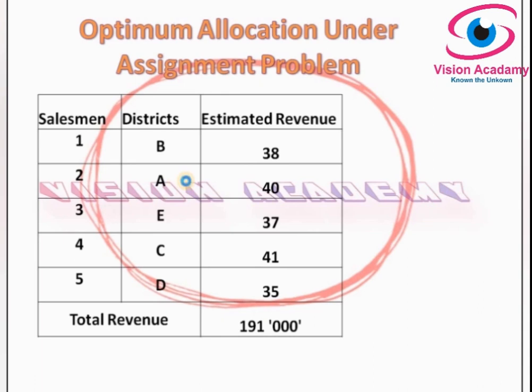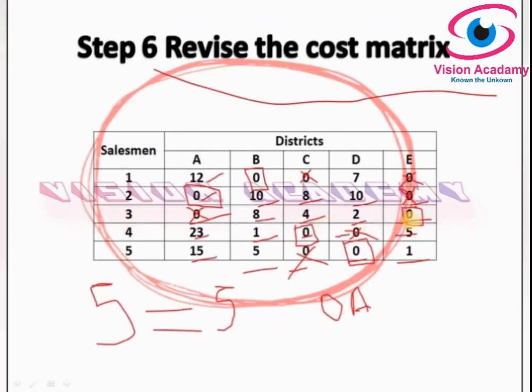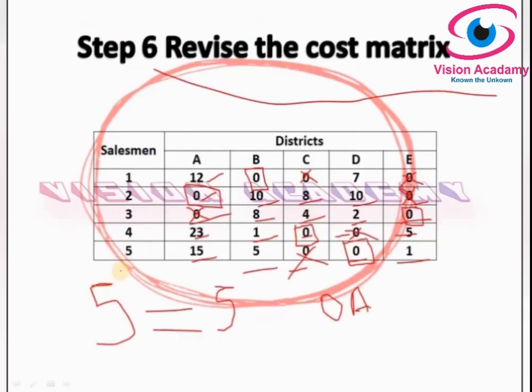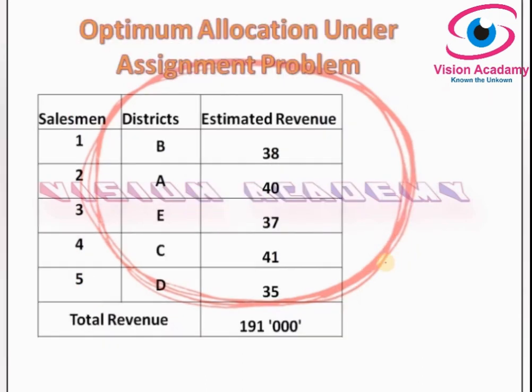Second salesman, A district, 2A. Third salesman, E district, 3E. Fourth salesman, C district, 4C. And fifth salesman to D district. Okay, to know the estimated revenue, you should go back to the original problem. There the estimated revenue is given, and you can take it from that problem. Okay, let's move to the original problem.